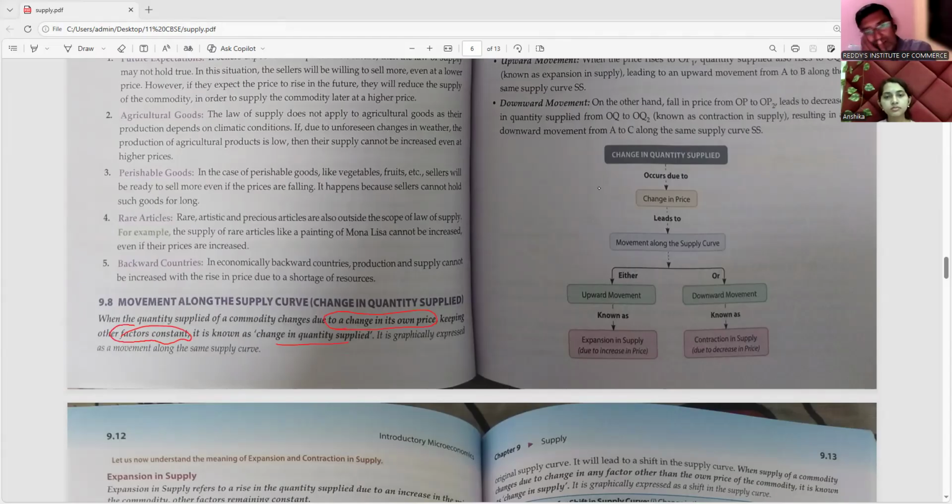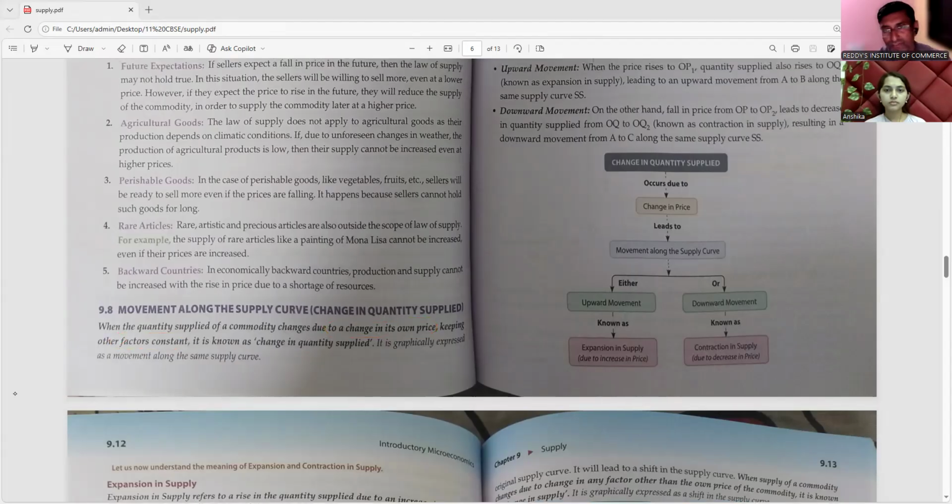See, everywhere other factors remain constant. Only one thing is changing. That is called price. That is why it is affecting the supply of the commodity. Right? So again, we will understand this with the help of a graphical representation.